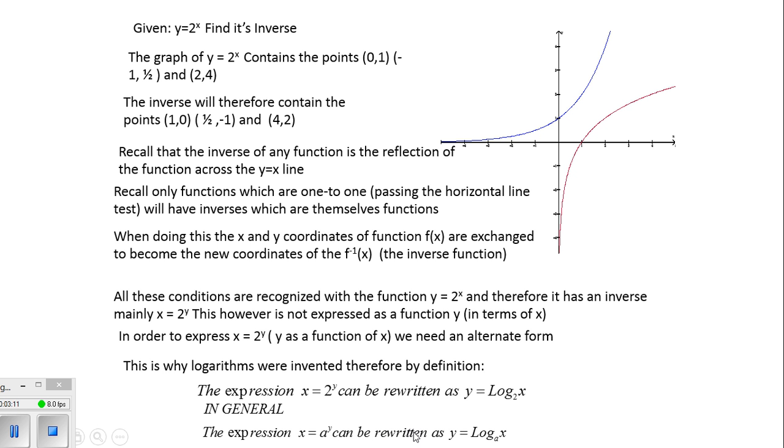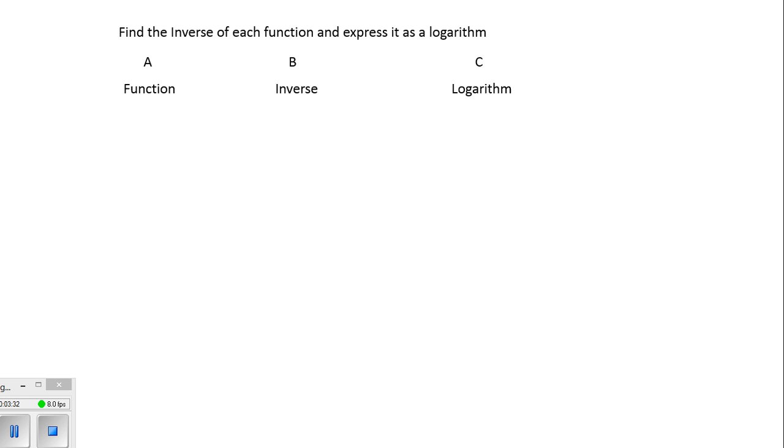Just keep saying that to yourself again and again because it's going to come up every time. In other words, an expression x equals a to the y is rewritten in logarithms as y equals log base a of x, or vice versa. We'll do some practice on the next page. Here we have these exponential function expressions, which we want to take and find their inverses and then express their inverses in logarithmic form. So it shouldn't be that hard of a task.